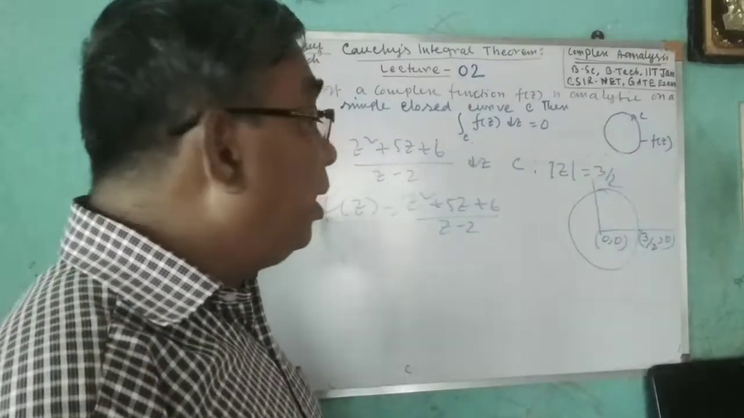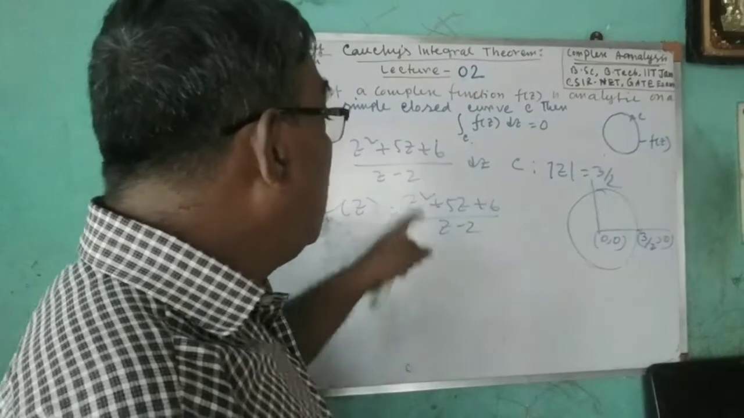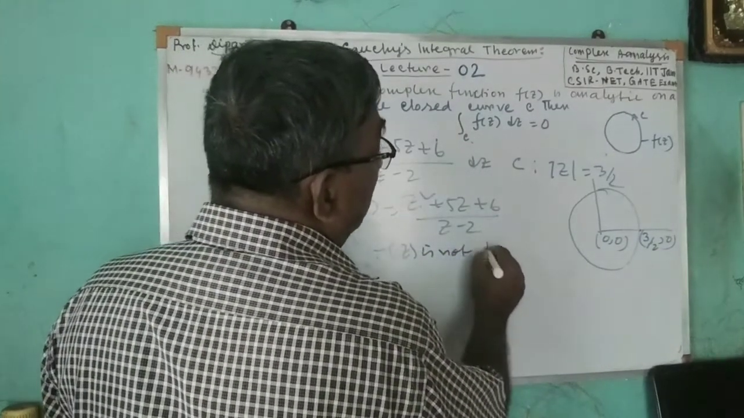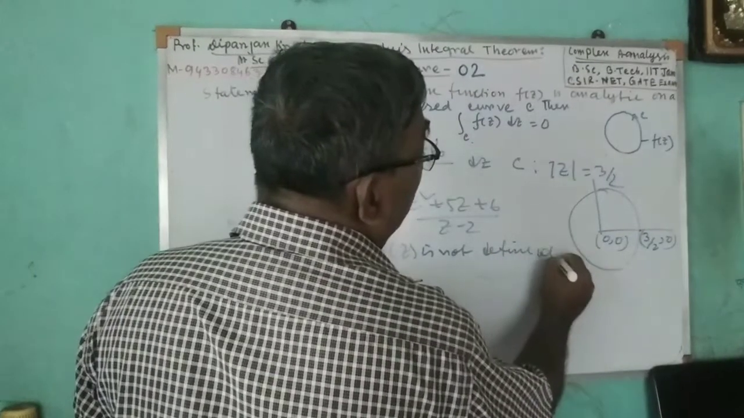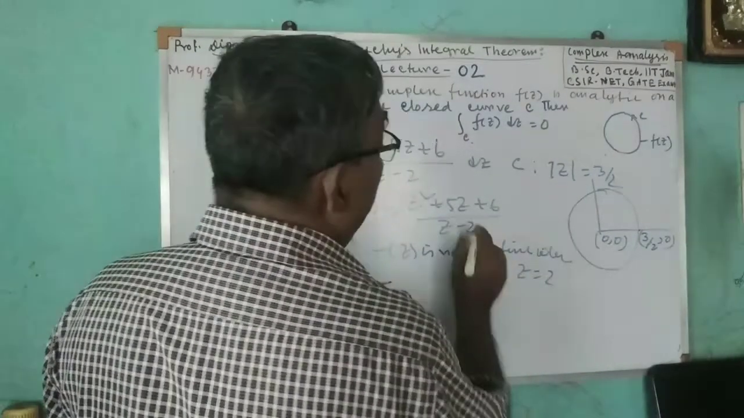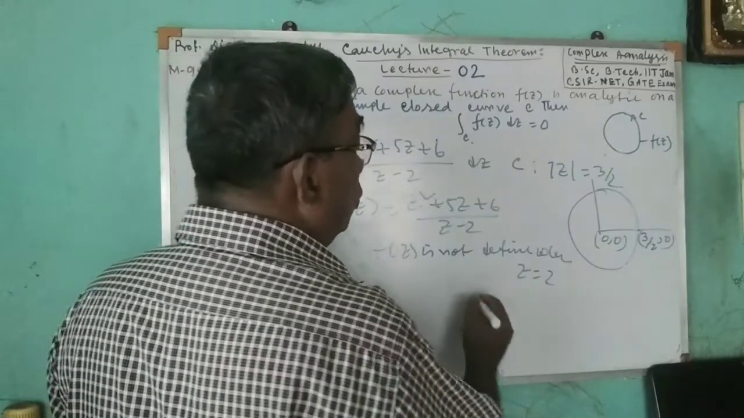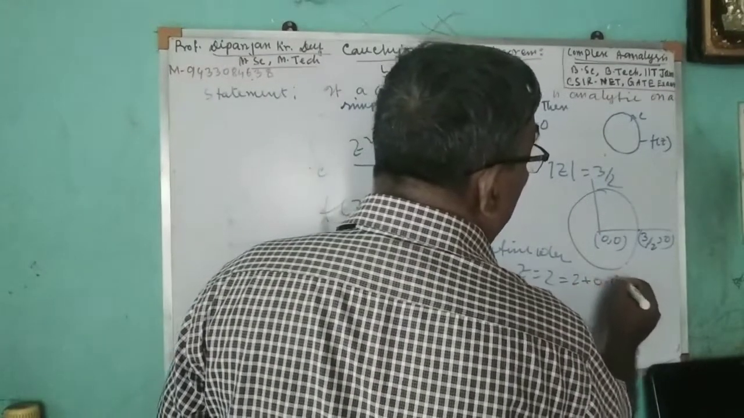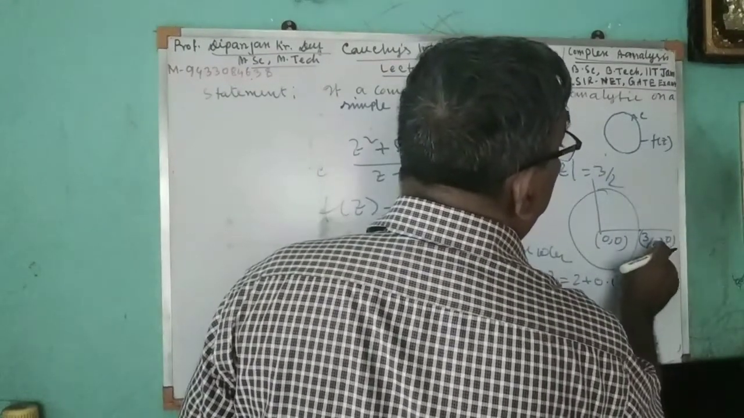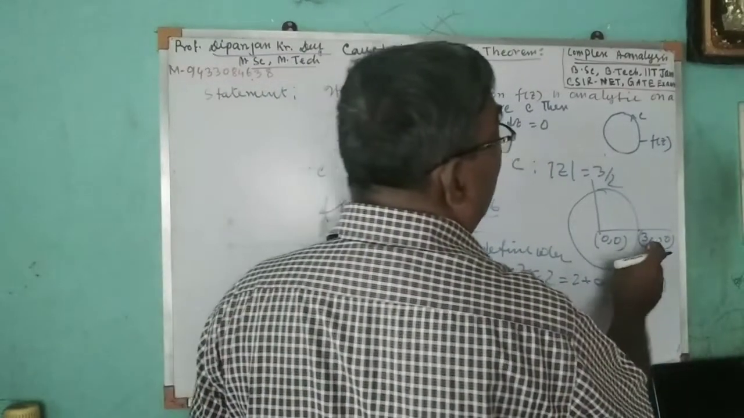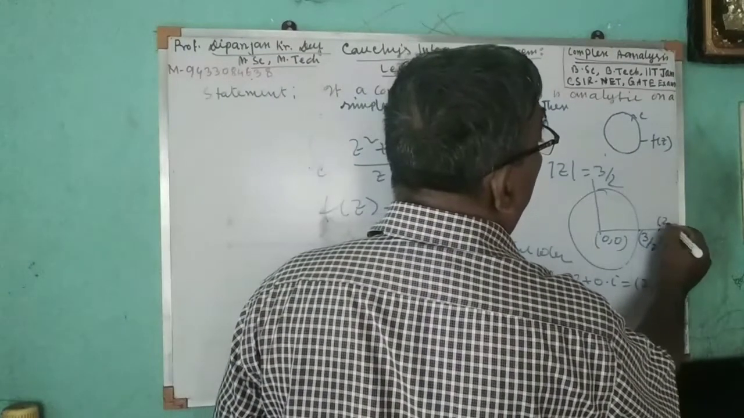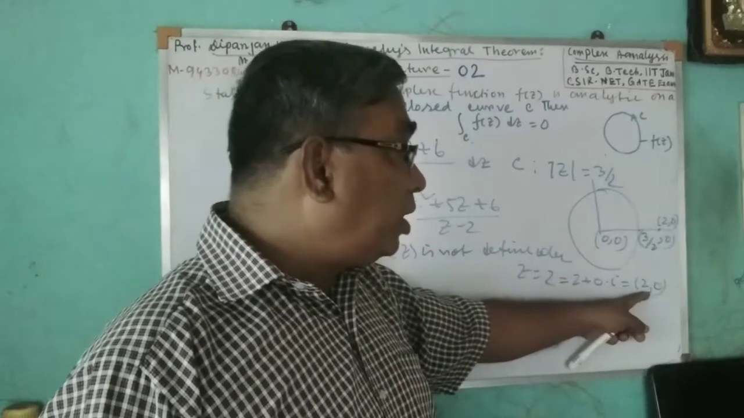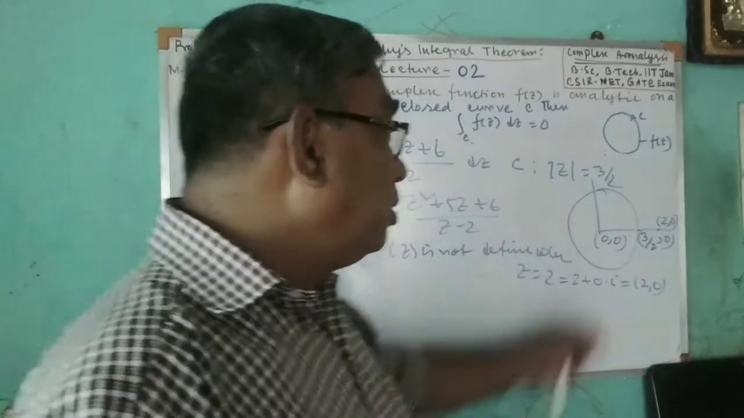But here f(z) is not an analytic function, because f(z) is not defined when z equals 2, that is z minus 2 equals 0. So this is the singular point, z equal to 2, which can be written as 2 plus 0i, that is 2 comma 0. So 2 comma 0 will be here. This singular point does not lie inside the circle; it is outside the circle.